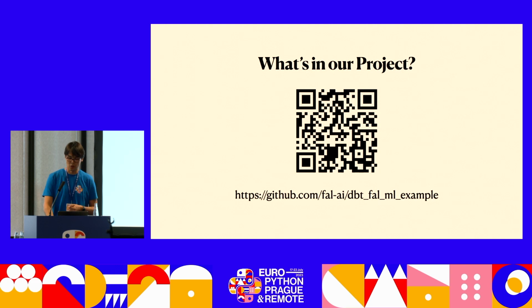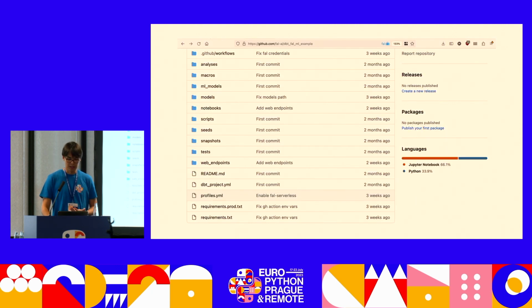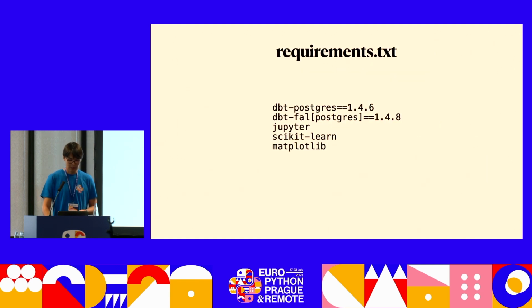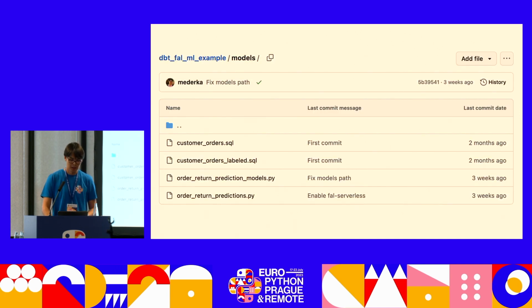All right. So I have a test project. This is the project that I was talking about. We have a shop. We need to do some predictions on the orders, and we need to be able to persist those predictions in our data warehouse. This is what the GitHub repo looks like. We have some requirements in order to set it up: dbt Postgres and dbt-fal, and Jupyter Notebook because we need to be training and predicting things.